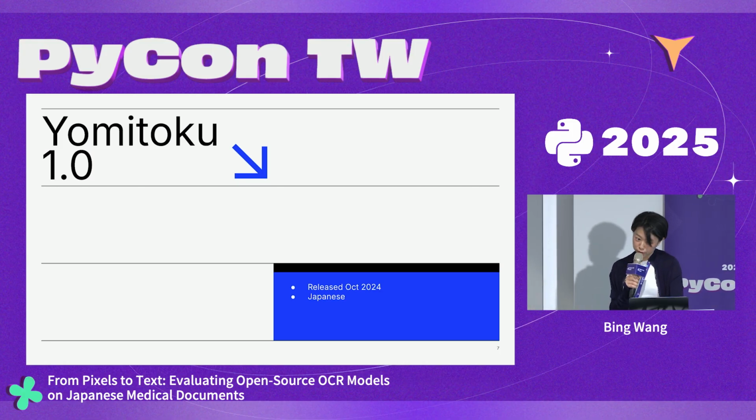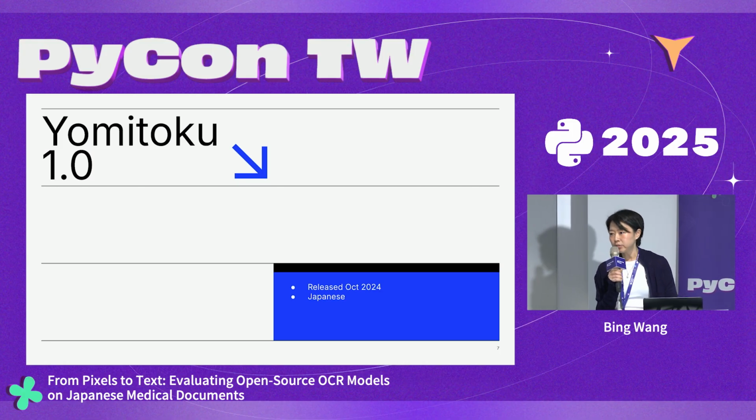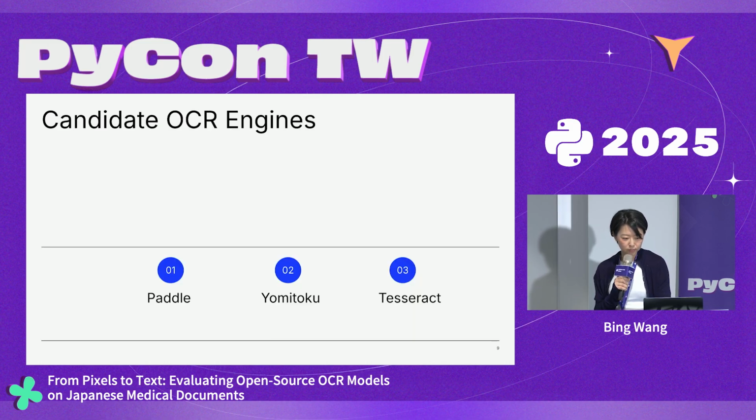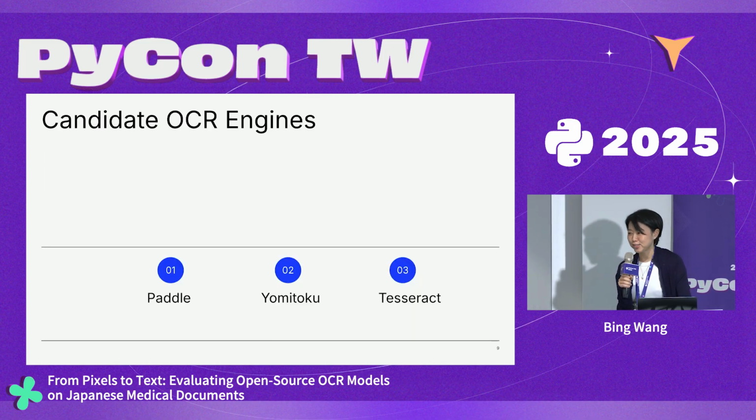Candidate engine number 2 is called Yomitoku. Yomitoku specializes in Japanese language, Japanese documents, and this was released last year in October. This is a fairly new project, relatively smaller in scale. And the third candidate is Tesseract. This is probably the most established OCR engine in the market. They've been around for quite a while and support a lot of languages. Yeah, so these are the 3 engines.